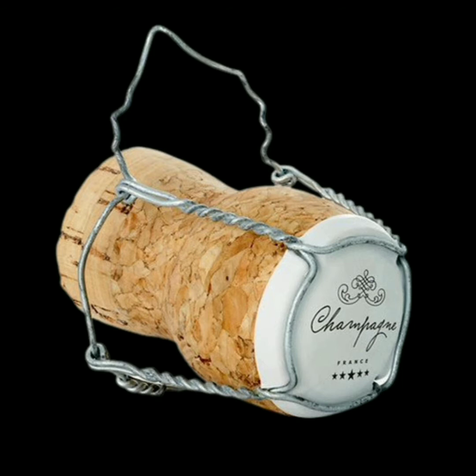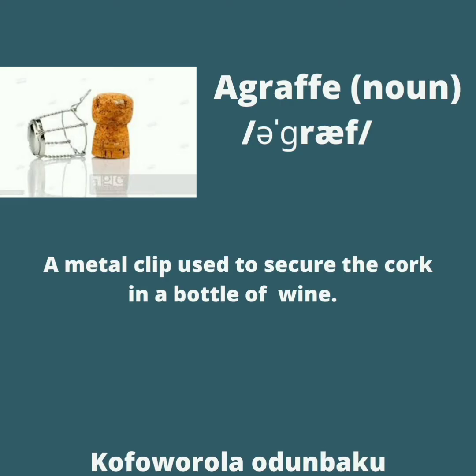Okay, so what do you think this is called? Yes, it has a name. Most definitely, it has a name. What do you think it is called? 1, 2, 3. Revealing. It is called a graph. It is a noun. A graph: a metal clip used to secure the cork in a bottle of wine.